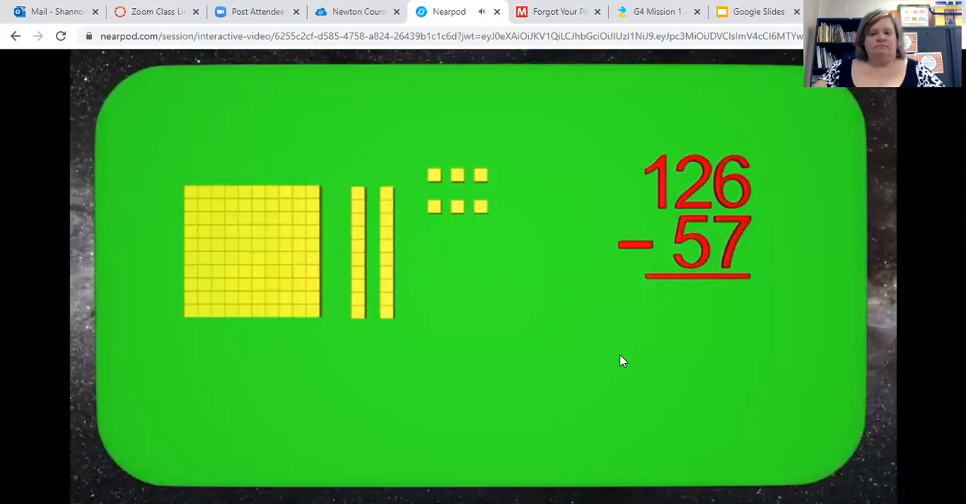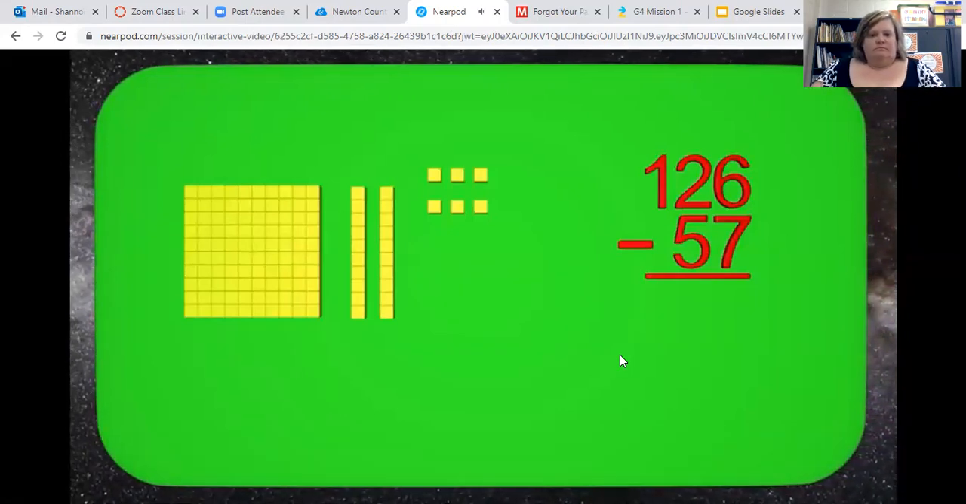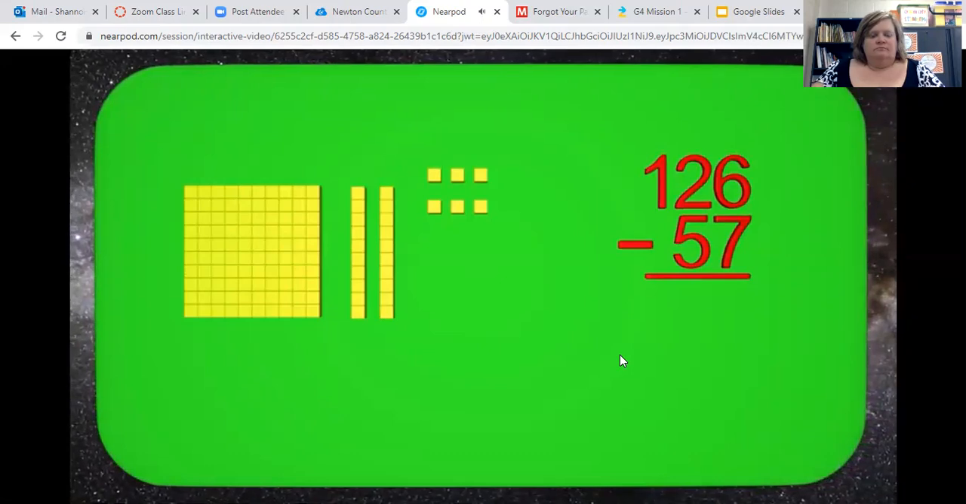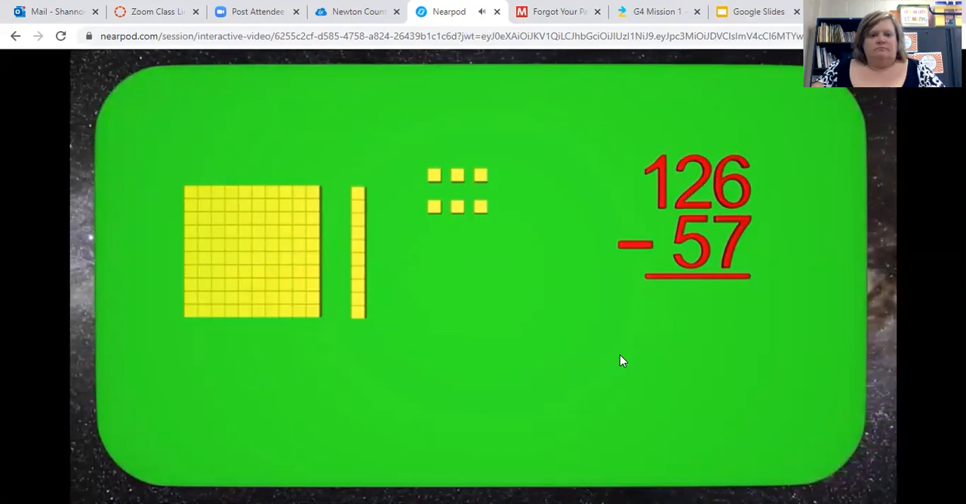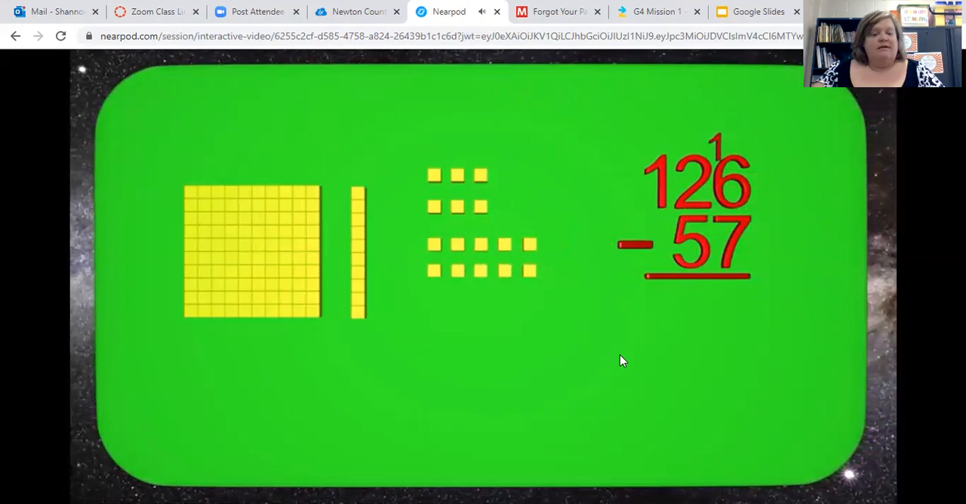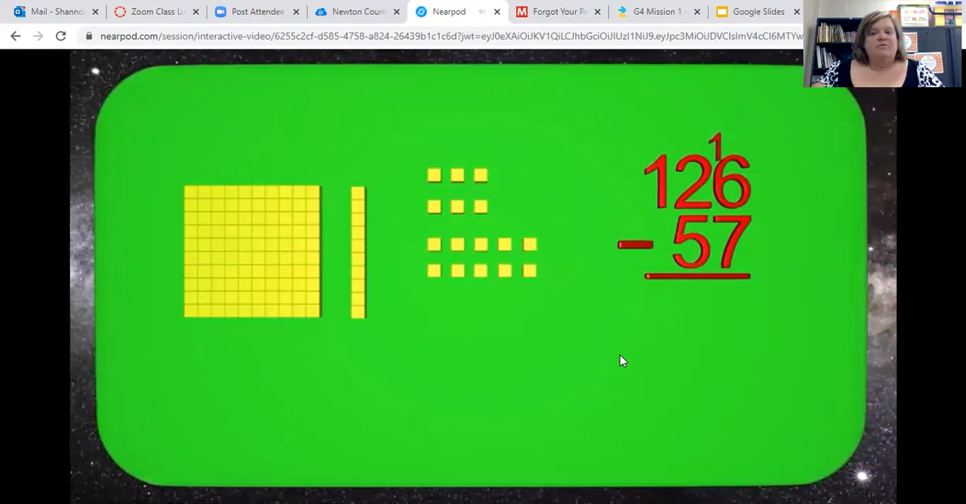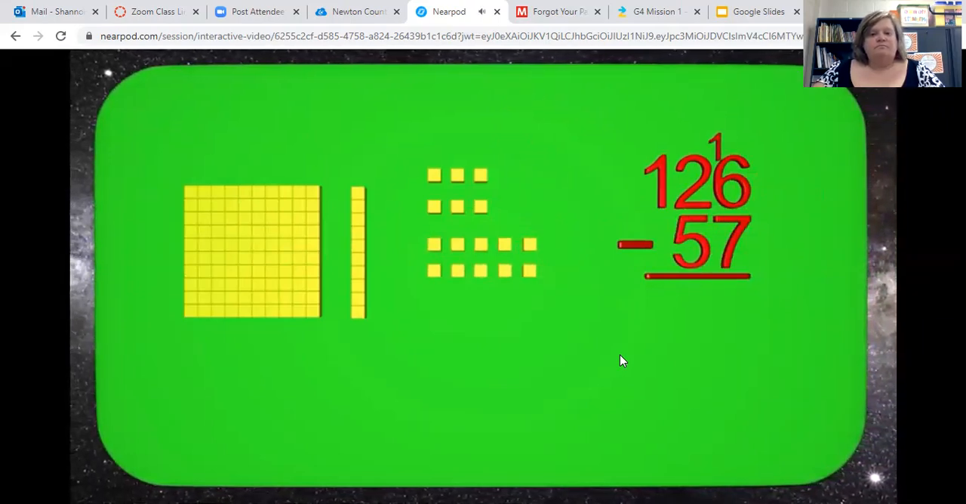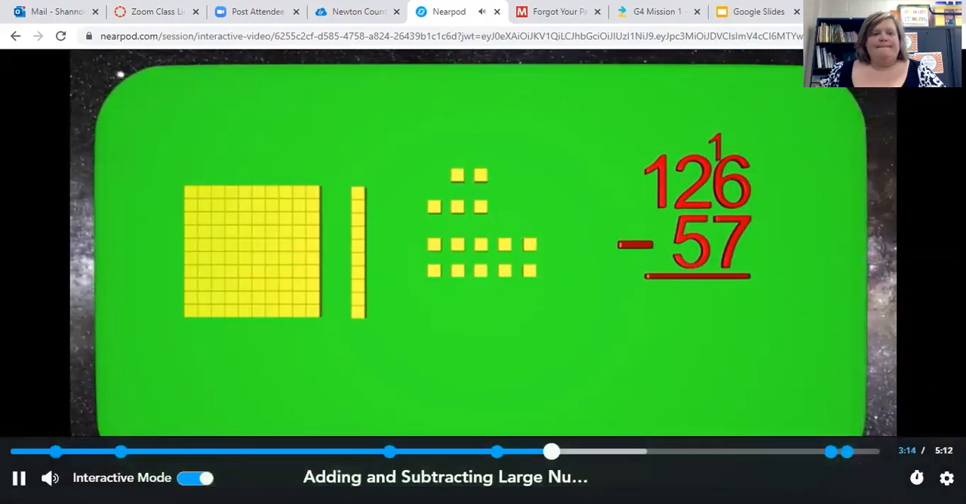What I need to do is trade in one of my tens blocks for ones blocks. So I take away one of my tens blocks, and I get 10 ones blocks from it. Okay. So now I have enough ones blocks to take away the 7.